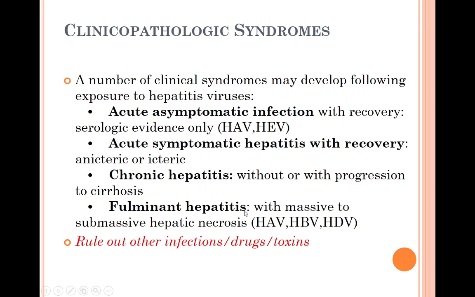And fulminant hepatitis is basically massive to submassive hepatic necrosis. And like I have put here, A, B, and D can undergo fulminant hepatitis. And every time there is hepatitis, we have to rule out whether the hepatitis could be caused because of some drugs or toxins. Like paracetamol is a very, very safe drug. But if somebody takes a lot of paracetamol altogether, it may go into a hepatic necrosis, submassive hepatic necrosis. Okay, so that's what I mean by saying rule out infections, drugs, and toxins.